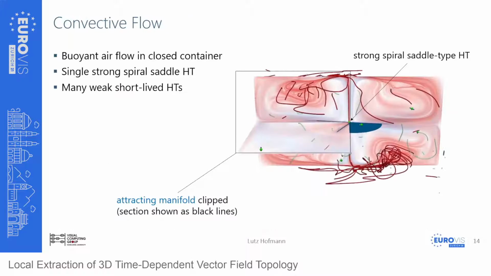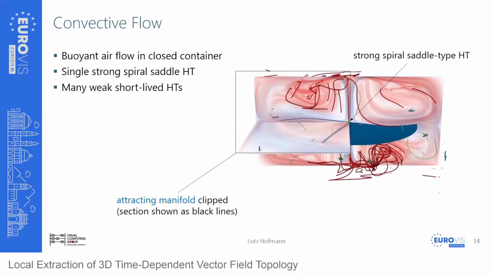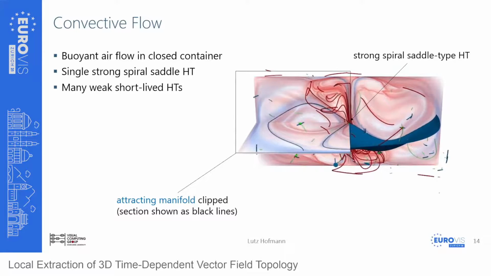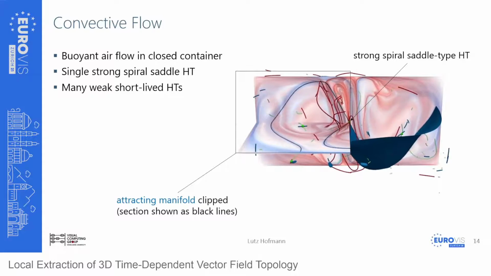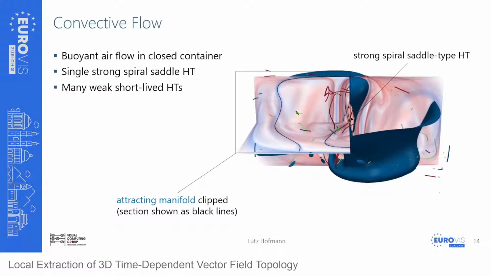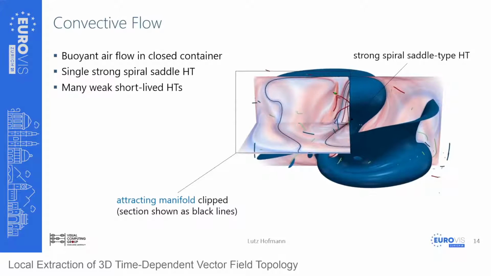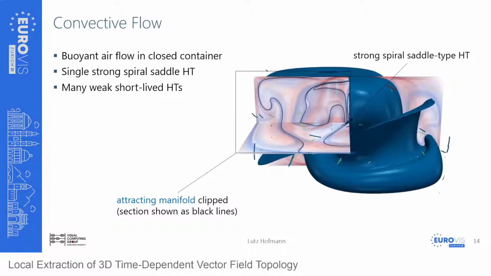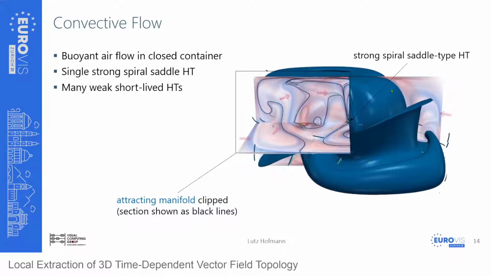Next, we consider a dataset of a numerical simulation of airflow in a closed container where the air is heated at the bottom and cooled at the top, and we found that most of the time-dependent topology is generated by a single strong spiral saddle type hyperbolic trajectory that slowly moves near the center of the domain. This dataset is particularly difficult to analyze using the FTLE because many of its ridges are induced by shear and do not correspond to hyperbolic separation.